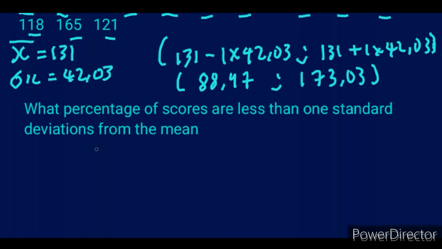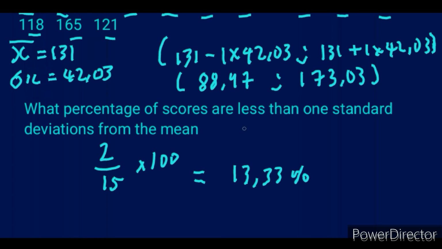So we have to divide that by the total to find the percentage of scores. When we divide it by the total and multiply by 100, that gives us 18.33. That is the percentage of scores that are less than 1 standard deviation from the mean.